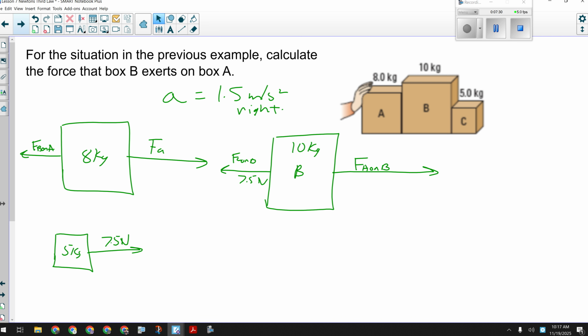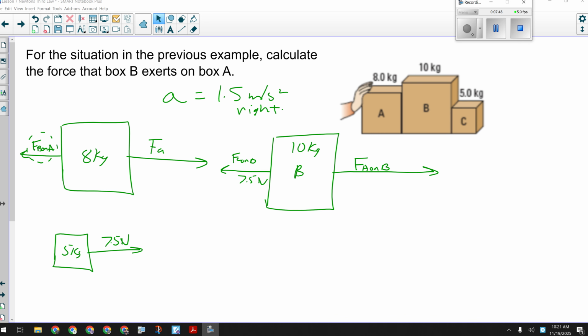Now let's see if we can find this force. I didn't necessarily draw my arrows to scale, so don't let that mislead you. I'll give you a few minutes, see if you can figure that one out.